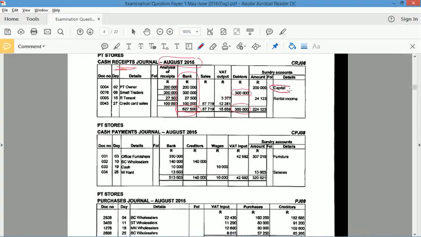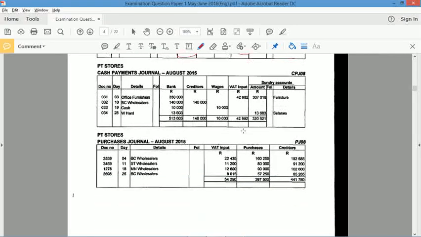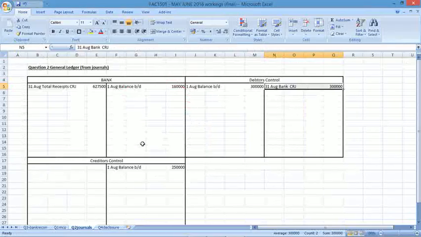Okay, capital, did they ask me for? No. Rent, did they ask me for? No. Alright, now we need to look at cash payments. Did they ask me for the bank T-account? Yes, they did. So what are payments going to do to your bank account? It'll decrease your bank account. So if your bank account is going to decrease, you're going to record that on the credit side.